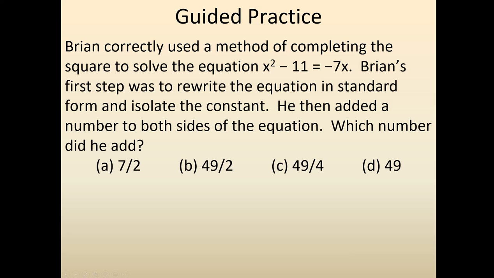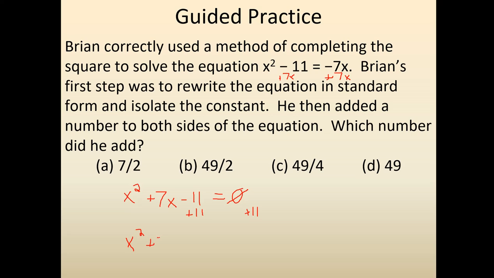All right, so here they want to know which number he ends up adding. So what we want to do is start going through the process of completing the square. So step one, we're going to move the -7x. We're going to add it to the other side. Now there's no other term with an x, so it's just going to be x squared plus 7x minus 11 equals 0. We'll move to the second step, we'll move the 11 over to here.